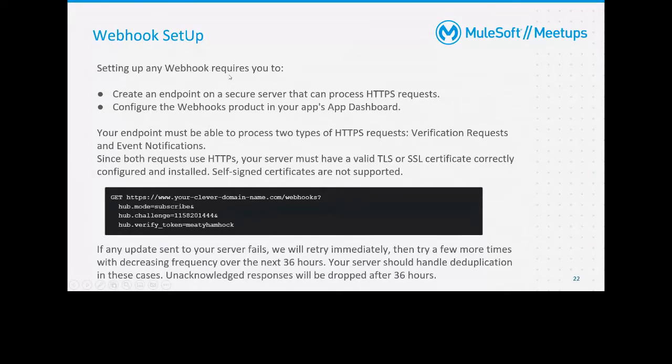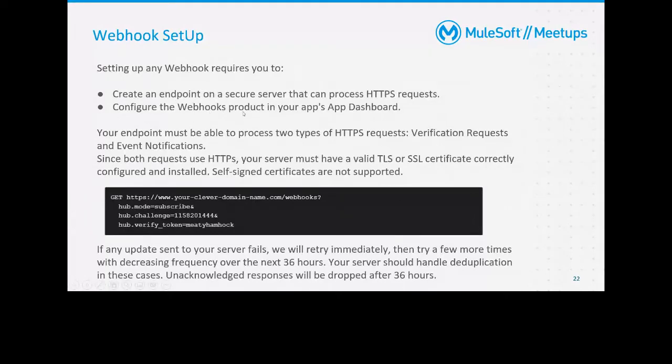Setting up a webhook. Now I'll answer one of the questions from Vijay. To set up a webhook, you need to create an endpoint. For example, I created a /webhook endpoint that I have deployed on CloudHub, on a secure server that can process HTTP requests. Of course, you will be creating a webhook which can accept only HTTPS, so you will be configuring a TLS certificate.